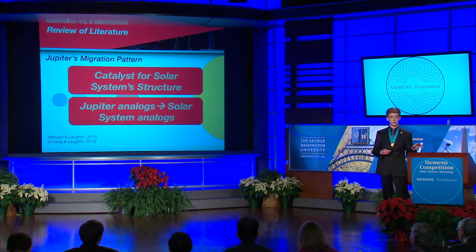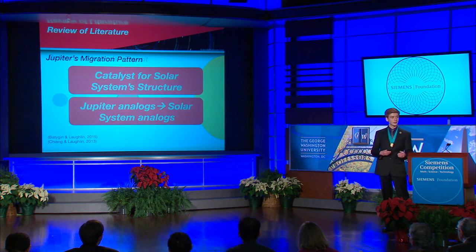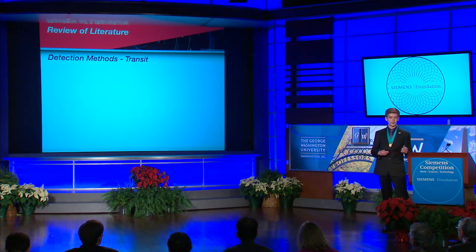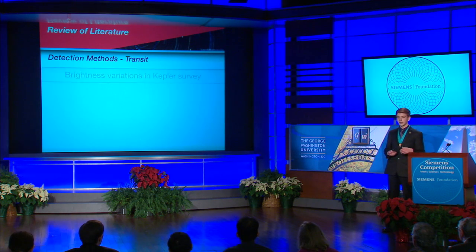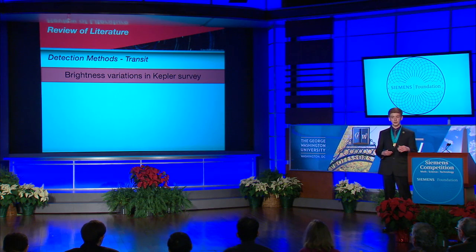Calculating the frequency of Jupiter-like planets, known as Jupiter analogs, is a precursor to calculating the frequency of solar system analogs. In order to detect exoplanets, there are two primary detection methods, the first of which is the transit method. The transit method monitors brightness variations for stars in the Kepler survey. As a planet passes in front of a star, a dip in brightness can be observed in the form of a light curve.